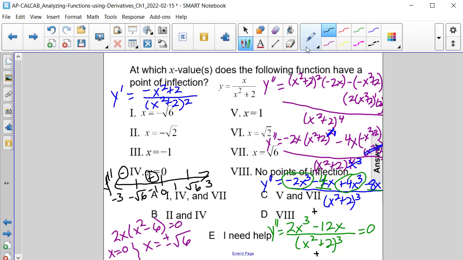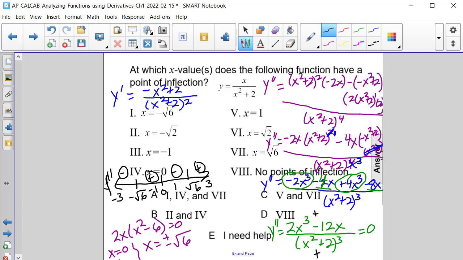If I select positive 1 and I put that in for our x values, we'll have 2 minus 12, which is negative 10, that's a negative value, and 1 plus 2, that's 3 cubed is 27, that's a positive value, so we will have concave down here. And now for the last value, if we put 3 in for our x values in our second derivative, we'll get 27 times 2 is 54. 54 minus 36, that's a positive value. And then 3 squared is 9, plus 2 is 11. And when you cube that, that's still going to be a positive value. So it's concave up here.